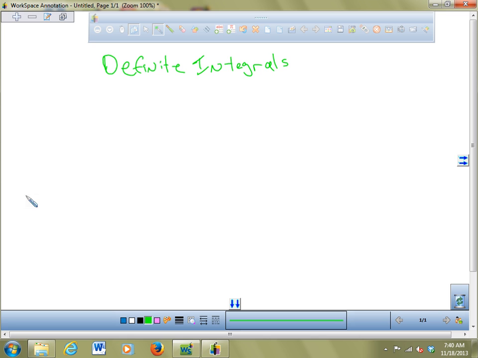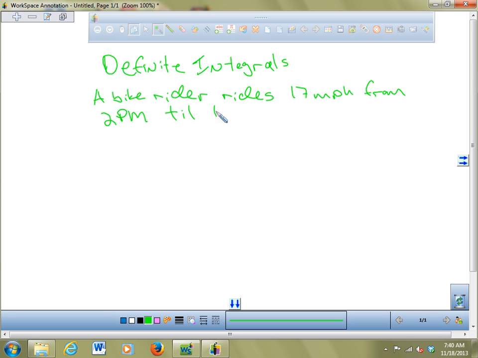All right, so for example, we're going to start with an example. Say you have a bike rider who rides 17 miles per hour from 2 p.m. till 4 p.m. How far does she go?